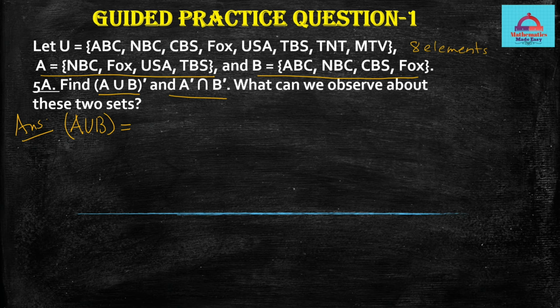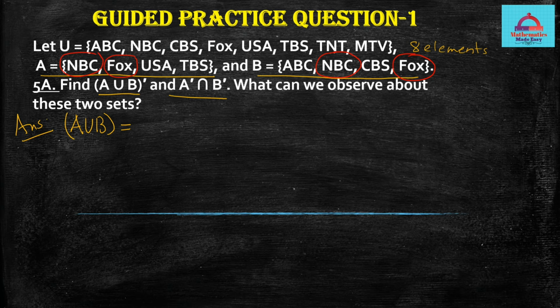Because I'm taking union, I'm going to write all the elements which are there in both A and B, and if there is any repetition, then I'm not going to be repeating it 2 times, I will just write it 1 time. So let me highlight with a different ink. NBC, this is common in both of them. Then you have Fox, which is also common. USA, TBS, nothing else is left.